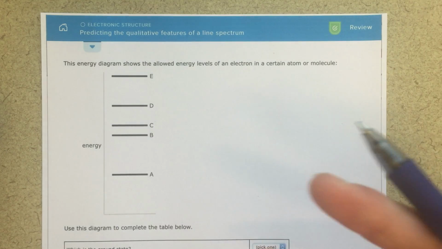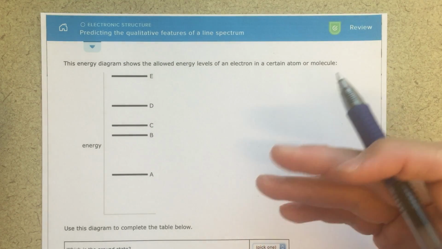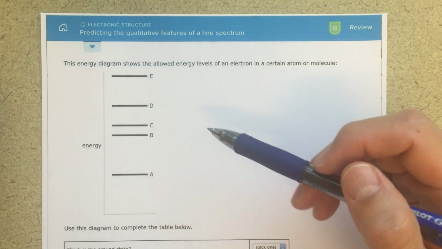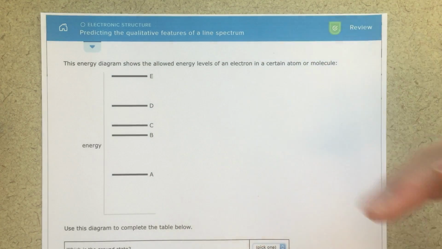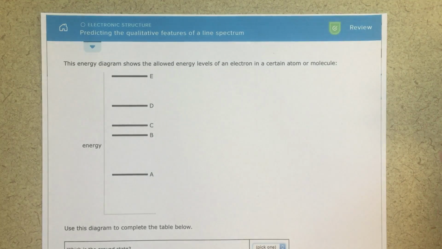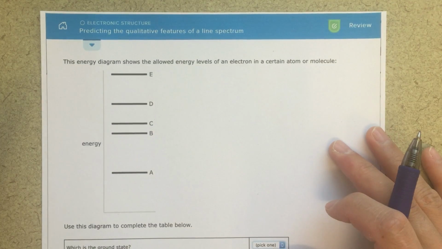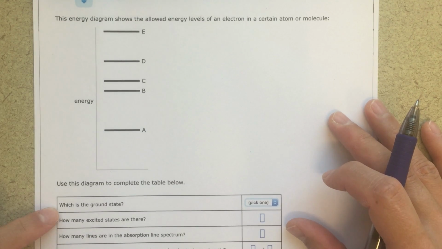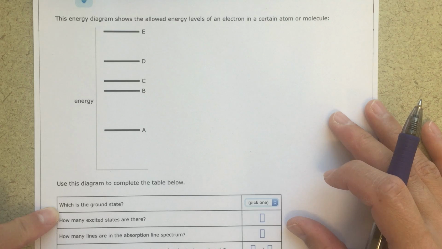But just to help us understand what we're talking about when we talk about the different energy levels, which we now know are really orbitals, and the electron transitions between those different energy levels or orbitals. It says, use this diagram to complete the table below. And in the first question, it says, which is the ground state?